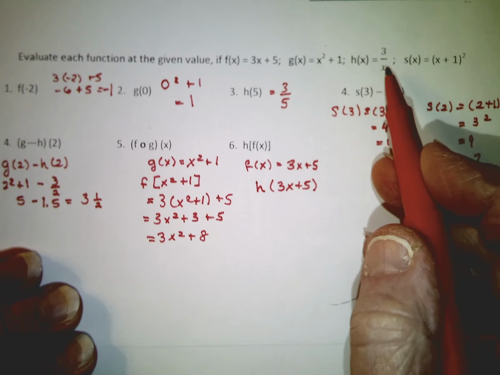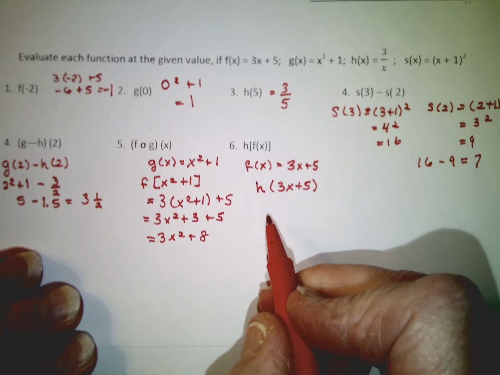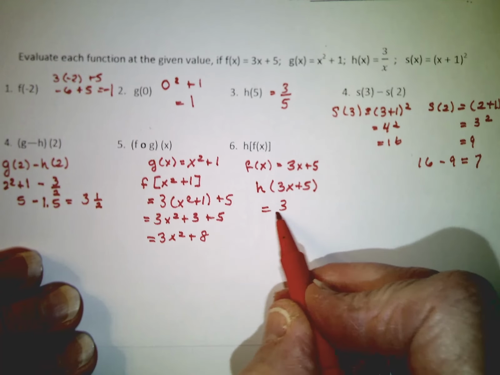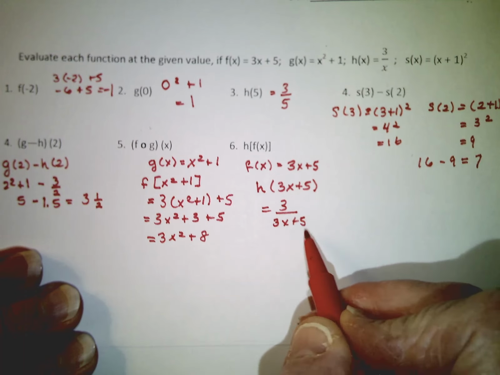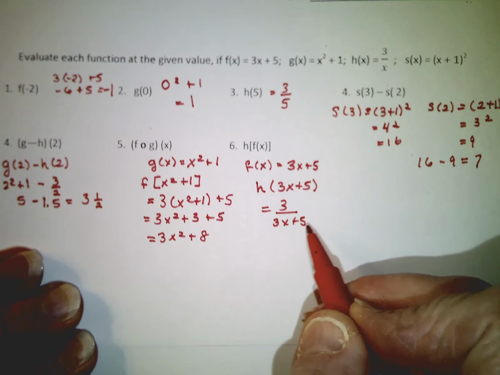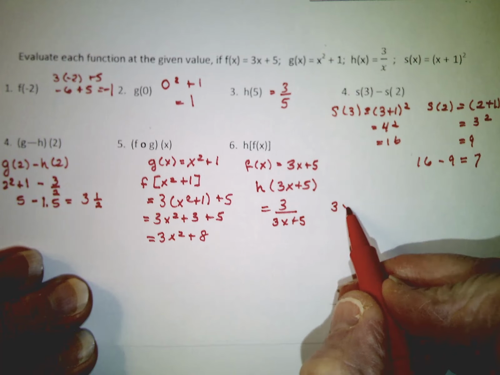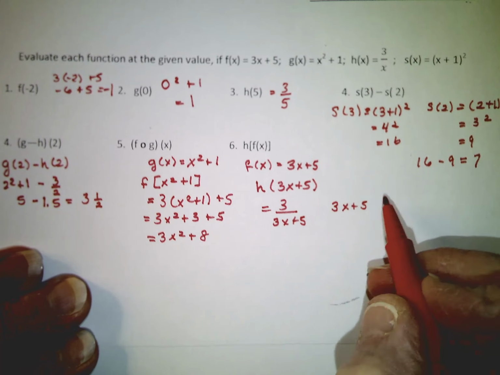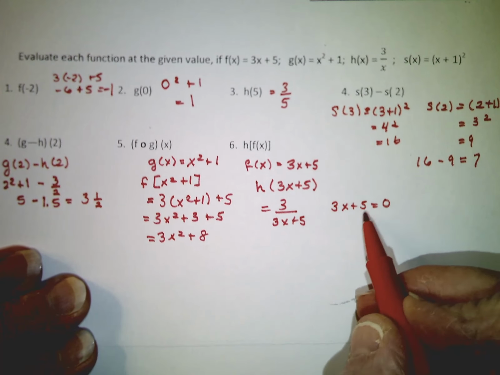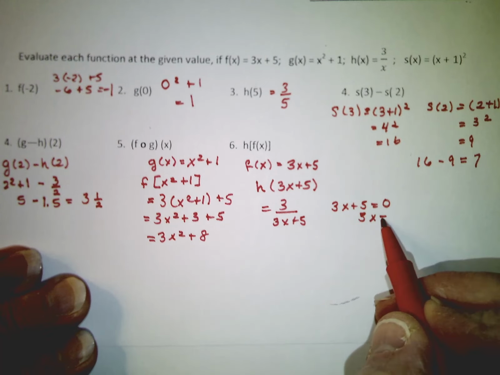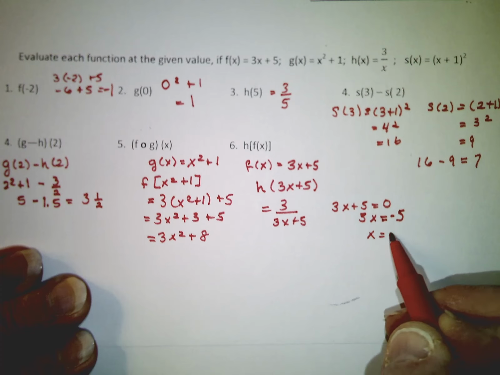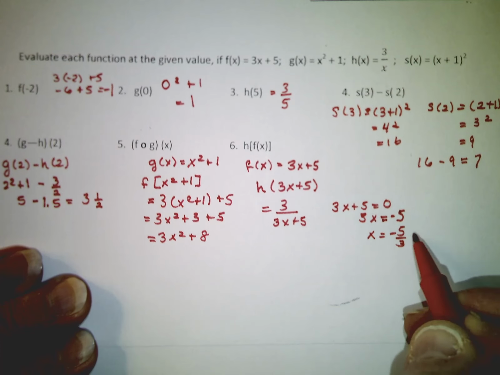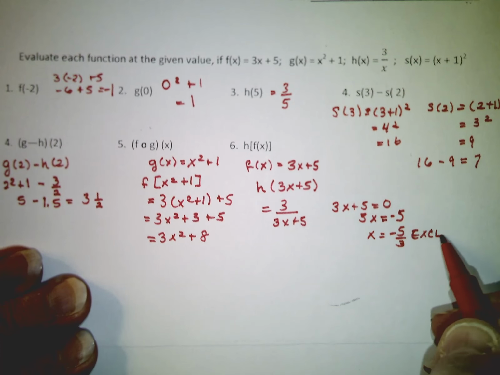Well, the h function says just give it a new denominator here. So that'd be 3 over 3x plus 5. But because it's a fraction, we have to worry. 3x plus 5 isn't allowed to equal 0, so we have to figure out what would make it equal 0. When x is negative 5/3, that's got to be excluded.